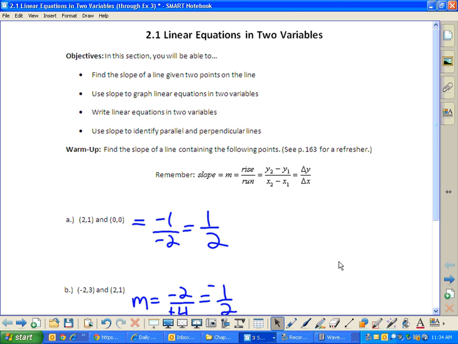Your formula for slope, you folks commonly know it as rise over run. When you rise, that indicates the vertical displacement, or the change in your y values. When you run, that's the change in your x values. So we do y2 minus y1 over x2 minus x1.